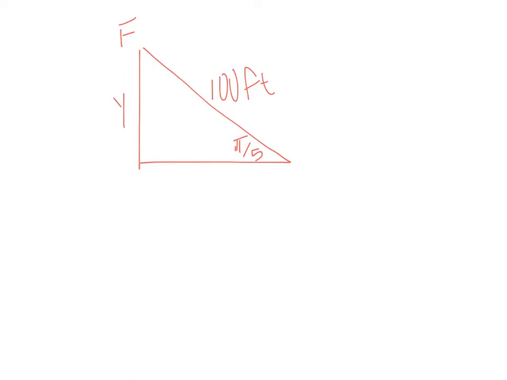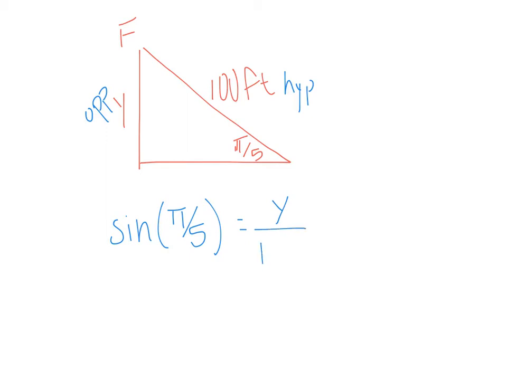So here's where I can use trig. The y is the opposite side, and the 100 feet is the hypotenuse. That means I'm going to need to use sine. Sine of pi over 5 equals opposite over hypotenuse. Trying to solve for the height, so I'm going to multiply by 100 on both sides.